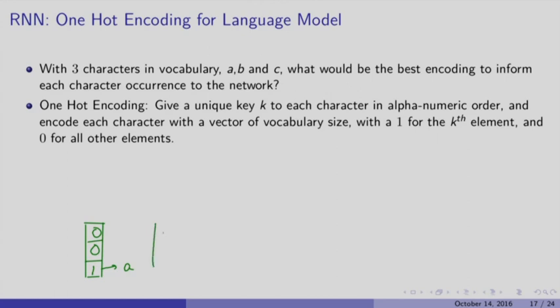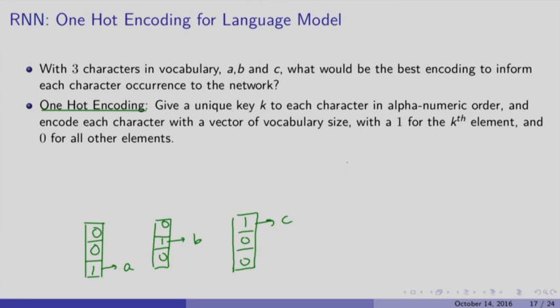Likewise, position 2, if filled with a 1 and zeros at other places, would mean a B, and a 1 at the 3rd position with zeros in the other 2 is a C. So this is what is referred to as the one-hot encoding. Give a unique k to each character in alphanumeric order and encode each character with a vector of vocabulary size with a 1 for the kth element and 0 for all other elements.